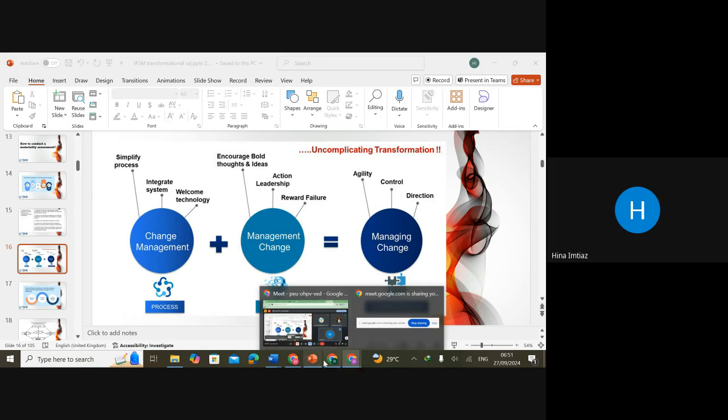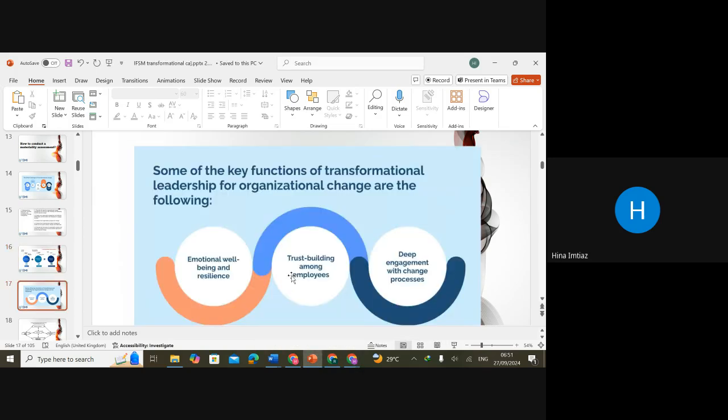Okay, moving towards the next slide. Some of the key functions of transformational leadership for organizational change are as follows. First of all is emotional well-being and resilience. A leader must be resilient, so that employees can have trust in their leader. If employees have trust in the leader, they can do whatever their leader wants them to do.